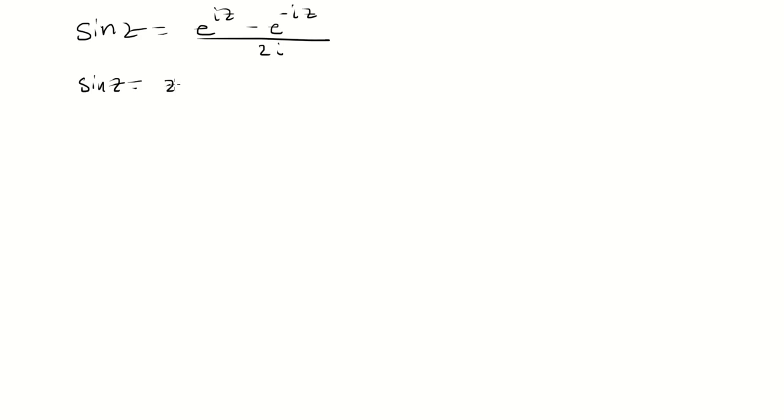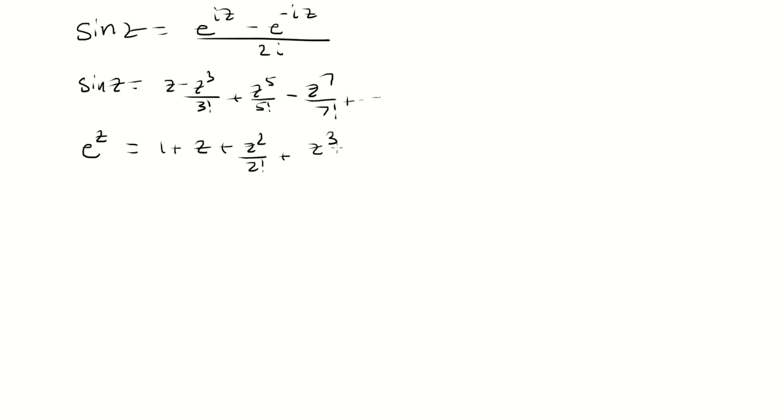That's just z minus z cubed over 3 factorial plus z to the 5th over 5 factorial minus z to the 7th over 7 factorial, etc. And then e to the z is just 1 plus z squared over 2 factorial plus z cubed over 3 factorial and then plus z to the 4th over 4 factorial, etc.